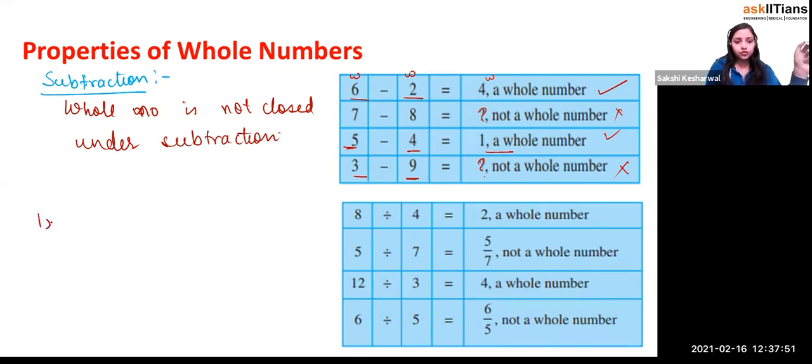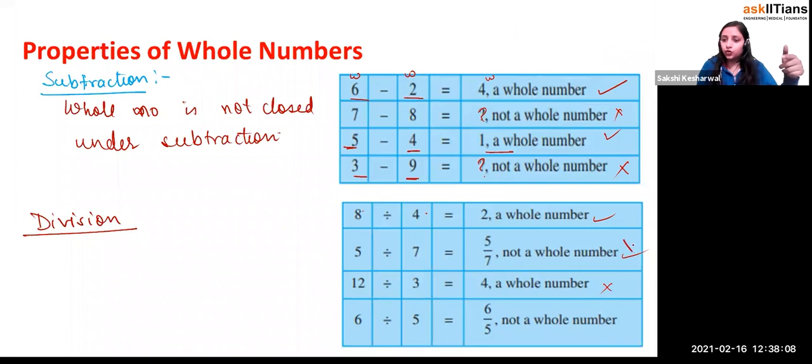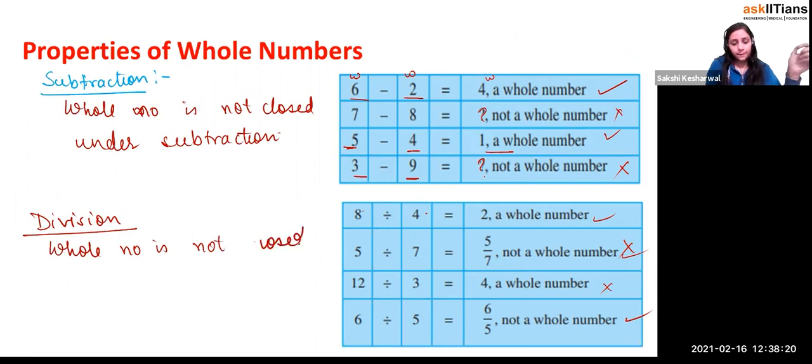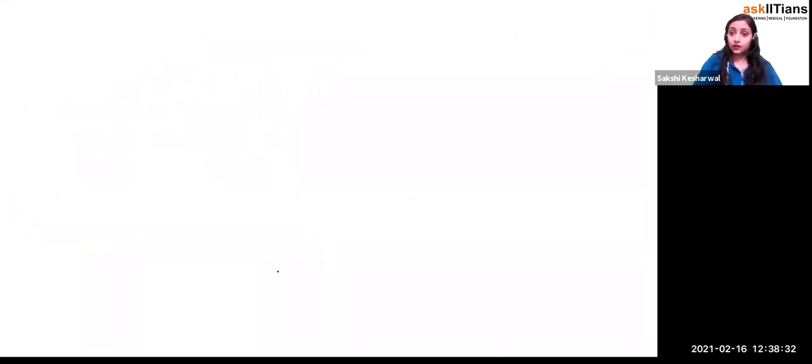Now let's talk about division, right? What do you mean by division? Now let's see. 8 divided by 4 is a whole number. Whole number divided by whole number is a whole number. 5 divided by 7 is what? Not a whole number. 12 divided by 3 is a whole number, but 6 divided by 5 is not a whole number. So we say that whole numbers are not closed under division, right?